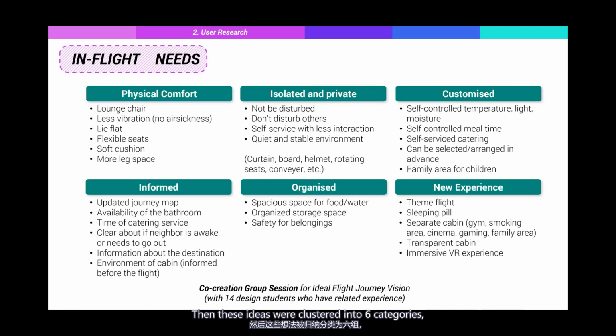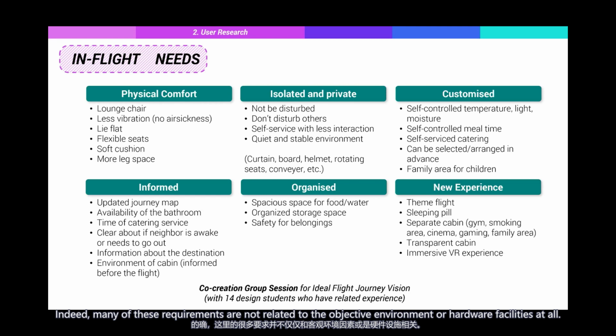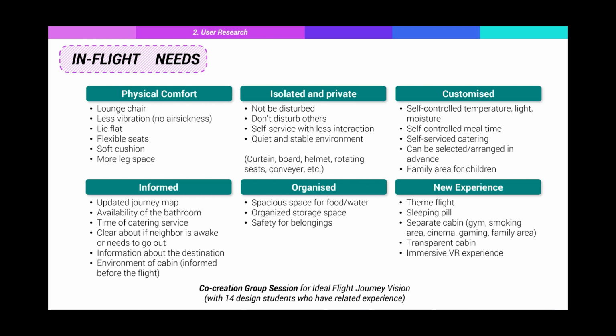Then, these ideas were clustered into 6 categories: physical comfort, isolated and private bubble, customization environment, transparent information, organized space, and interesting new experience. Indeed, many of these requirements are not related to the objective environment or hardware facilities at all. It seems that passengers have multiple kinds of psychological needs.